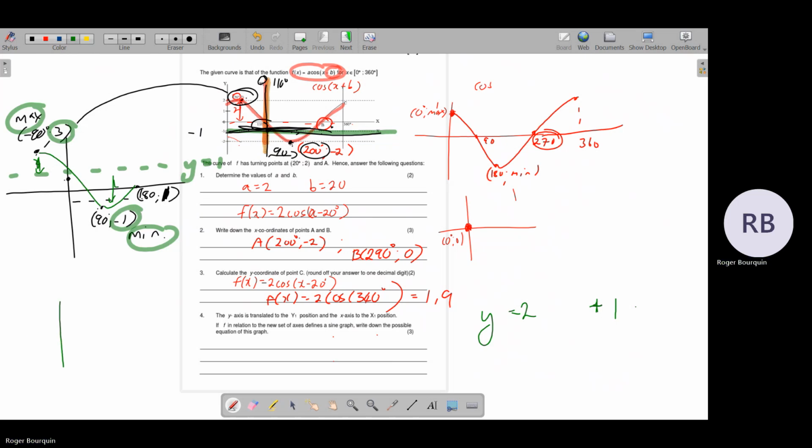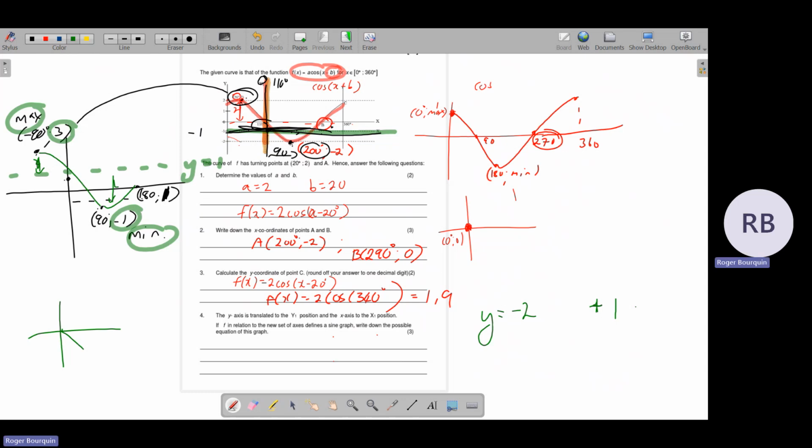Sine graph starts at 0 and goes to A. So it's going to start, yes, it's going to be negative 2. Just a tough question. Okay, so y is equal to negative 2, because it starts at 0 and goes down.